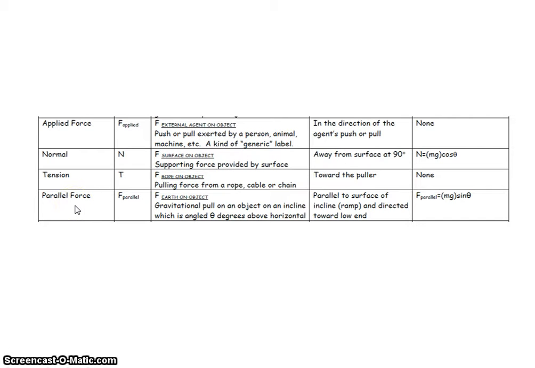And finally, the parallel force is the gravitational pull on an object on an incline when it is angled theta degrees above horizontal. So basically, this is the force of gravity that's directed down a ramp, or an inclined surface. And it has a formula too, which we'll worry about later.